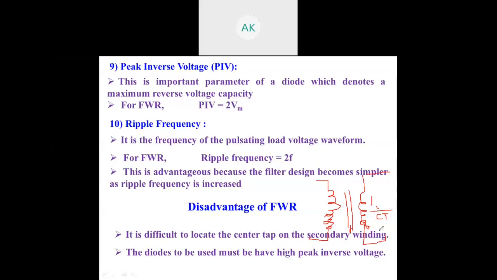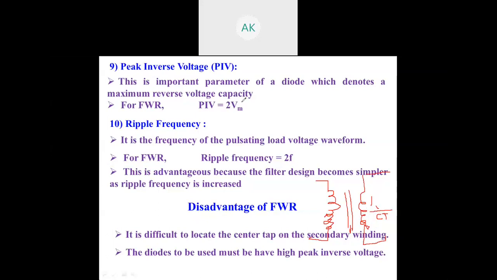Once that problem arises, we expect that both halves of the section, if I am using a 0 to 6 volt transformer, should have an RMS value of 6 volt in the upper half and 6 volt in the lower half. But here we may get 5.9 for the upper and 6.1 for the lower, because the CT point is not exactly at the center. If it is not exactly at the center, the turn ratio will be slightly disturbed. They are not the same for the upper half as well as the lower half. So definitely the transformer secondary rating is slightly changed.